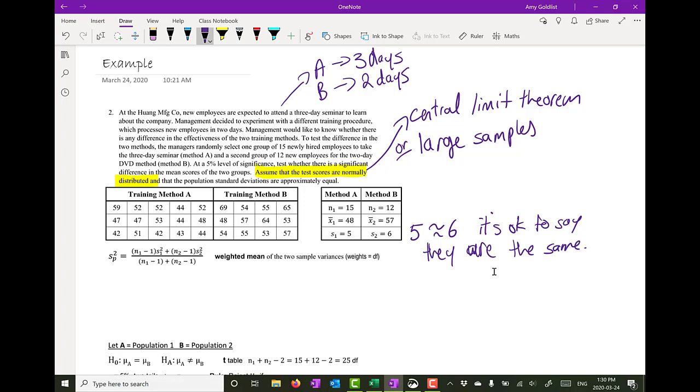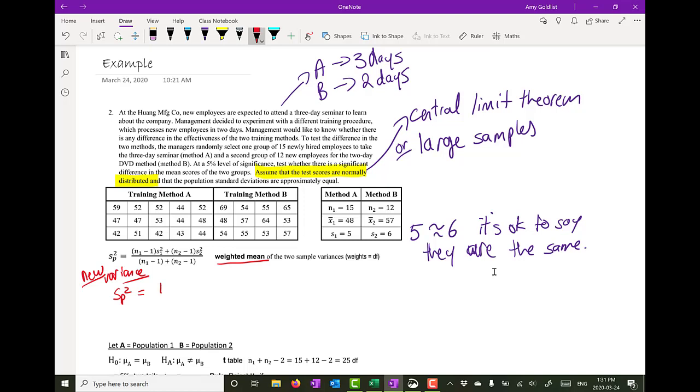So normally it's okay, but what we are going to do is see what will happen whether we assume they're the same or not. So what we're going to do is find a new standard deviation or a new variance. This variance is called a pooled variance, and it is a weighted mean or a weighted average of the two sample variances we have. What we can do is just plug everything in here.